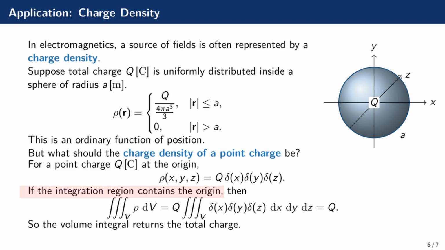Now integrate this charge density over any volume that contains the origin. Because the integration region contains x equals 0, y equals 0, and z equals 0, we obtain 1 from each delta function. Therefore, the volume integral of rho becomes Q. That means the total charge inside the region is exactly Q, as it should be.